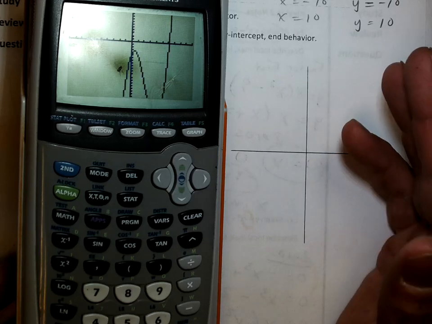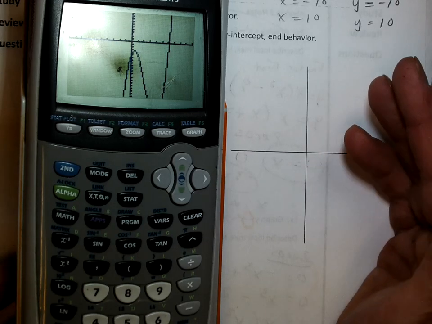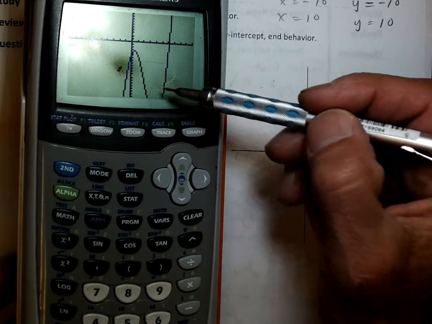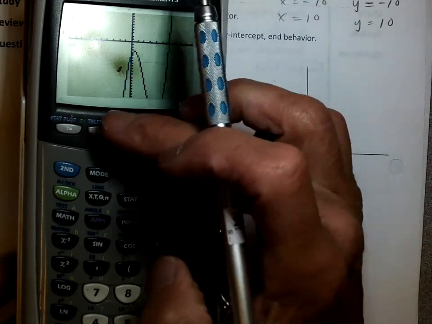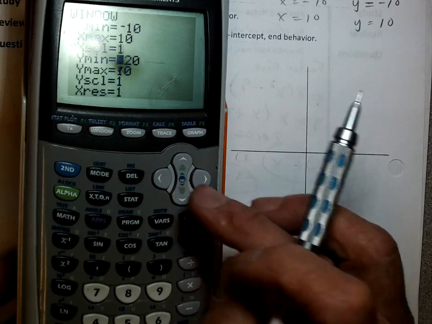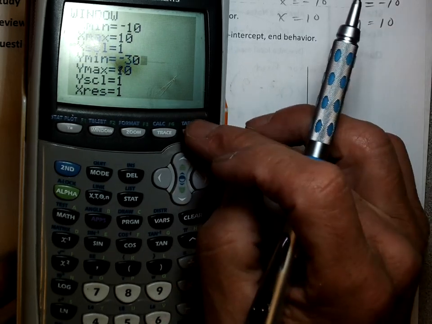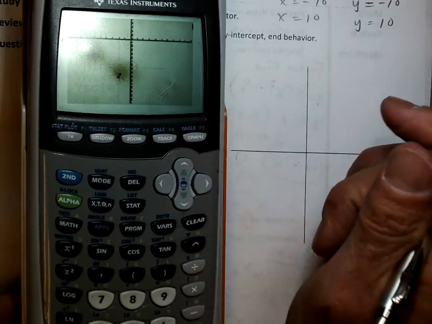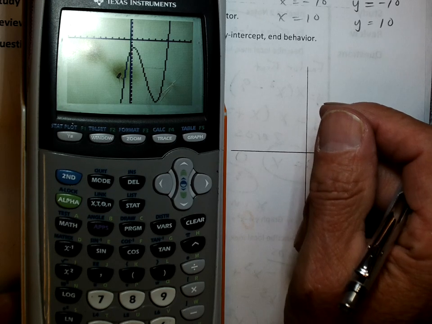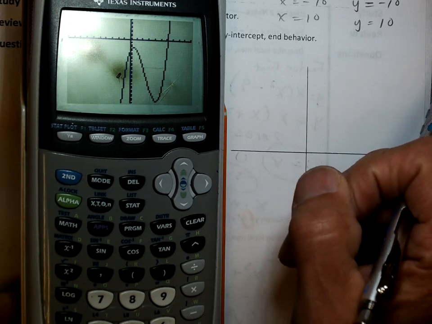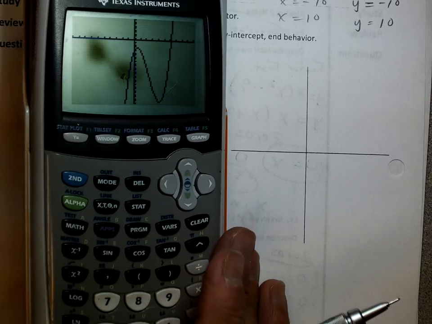Still not far enough down, right? So I'll make another adjustment. I want to go more negative on my Y min, so I go to my window, and let's make it maybe negative 30, right? Okay. There we go. Did you guys get that?